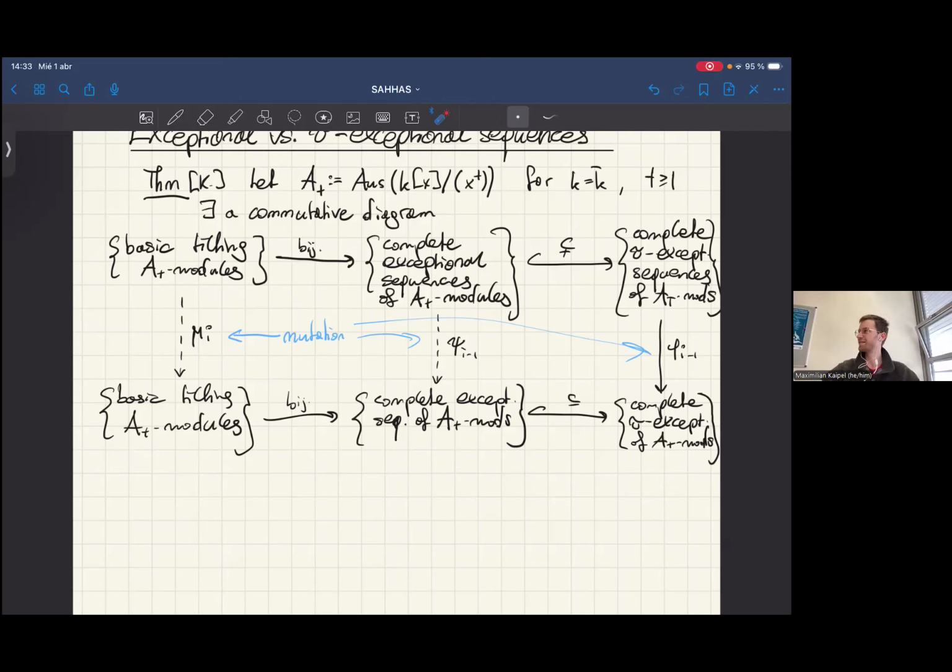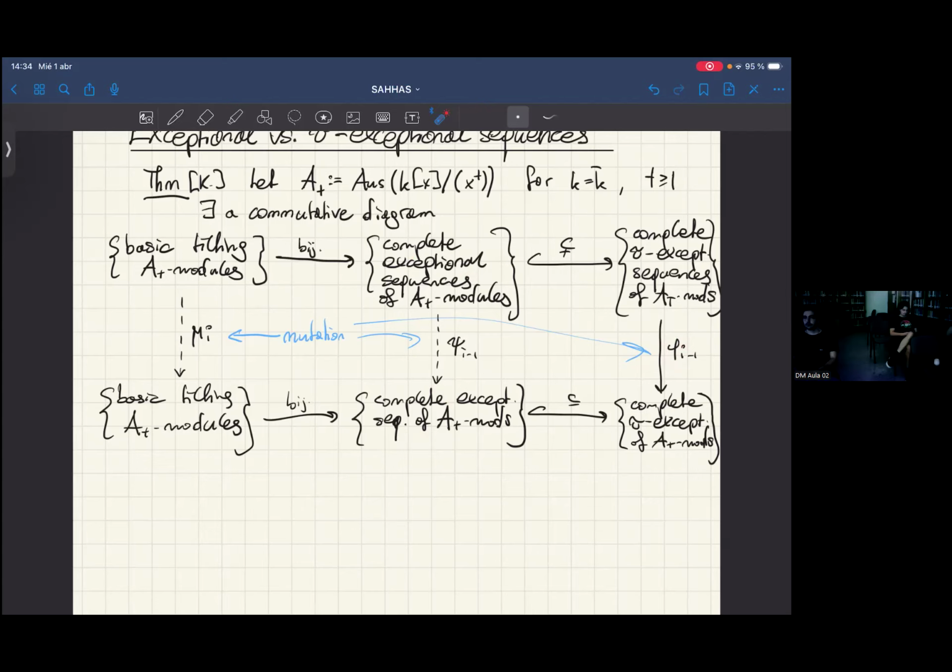Okay, I guess it's no. Okay, so maybe this is not quite. No, okay, so this is not true. Generally, this phi operation will take an exceptional sequence to a tau exceptional sequence. So it might not be an operation on this subset. So maybe saying that it's a restriction is not quite correct somehow.